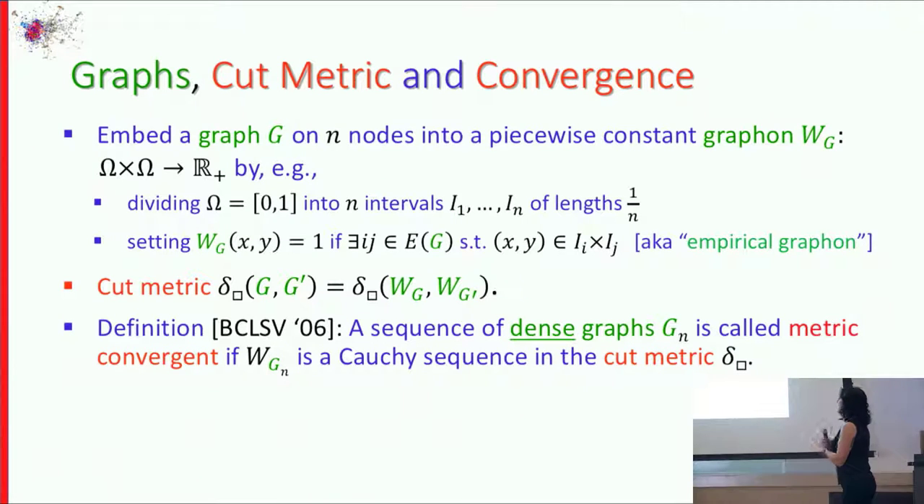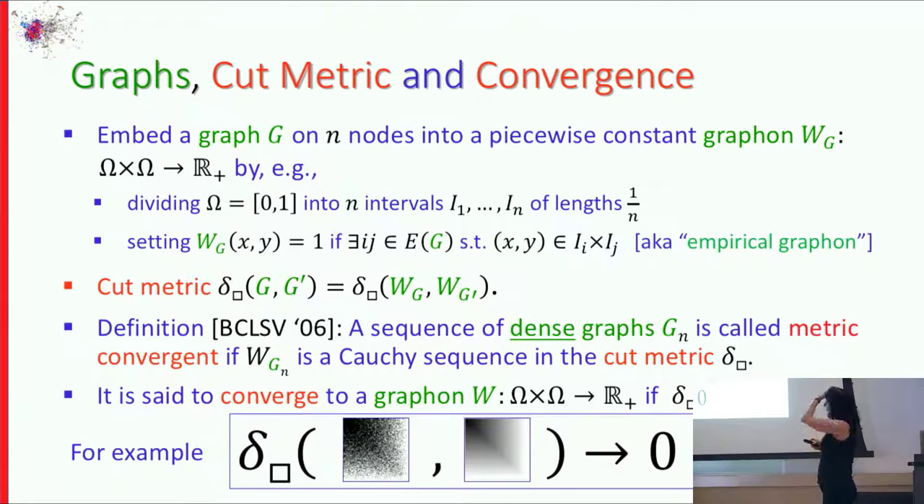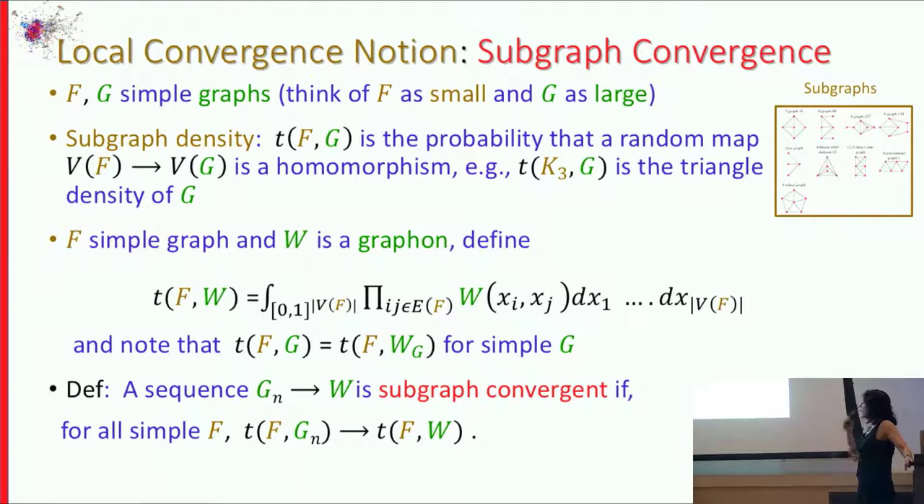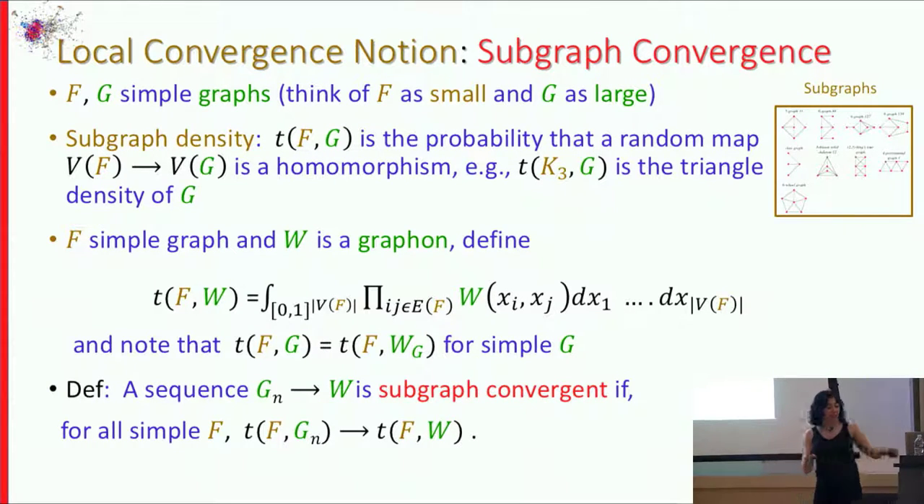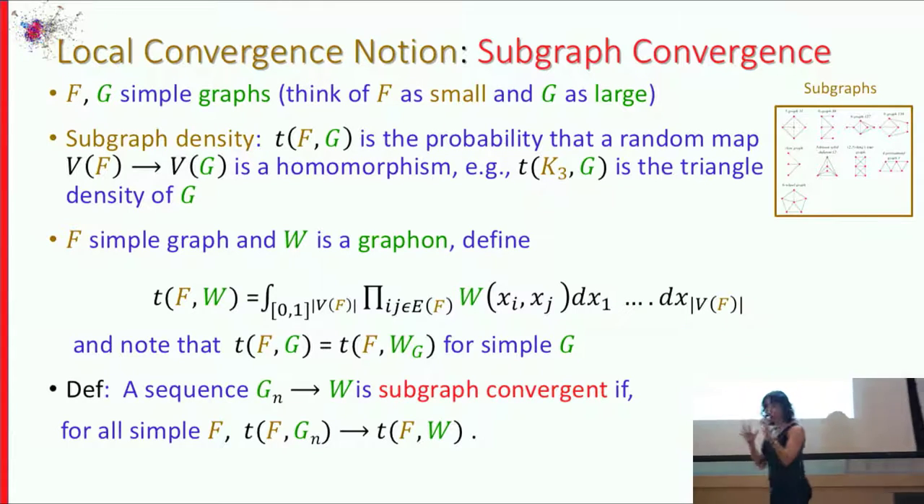And so the first result that we were very excited about is that, so this is the definition, and then I'll give you a result after that. A sequence of dense graphs, this is, you know, positive density of edges, is called metric convergent if it's Cauchy in this metric. And it's said to converge to a graphon W, which means that the difference converges to zero. I can think of a ton of other notions, so don't look at that. Let me just tell you what I'm thinking of.